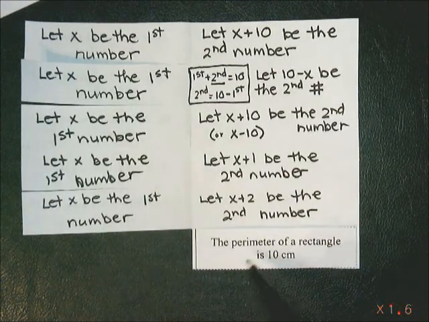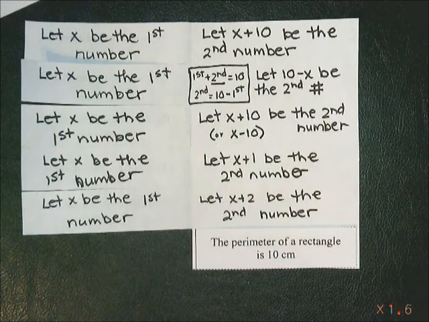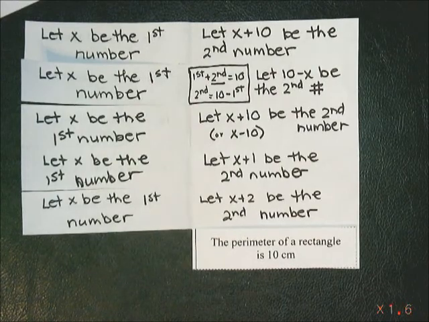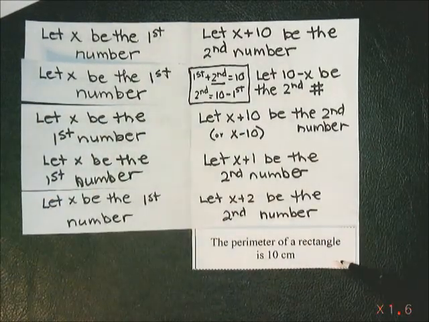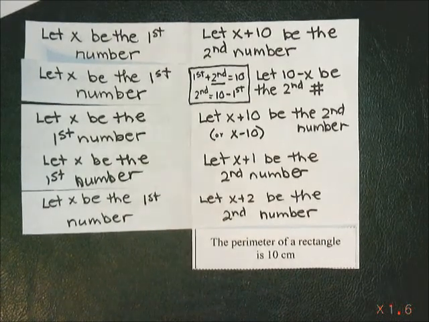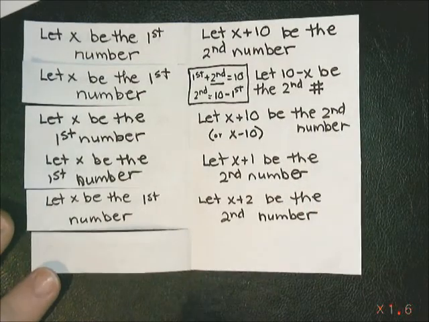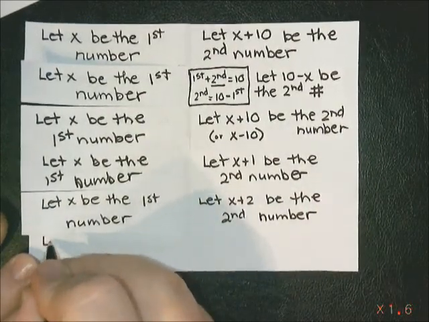It says the perimeter of a rectangle is 10 centimeters. So perimeter is the distance around the outside. And when we're talking about the perimeter of a rectangle, it is length plus width plus length plus width, or 2 lengths plus 2 widths. So when I'm doing my let statements here, I'm going to do 1 for the length and 1 for the width. And we're going to choose one of them. It doesn't matter, your choice. We're going to let that be x. So I think I'm going to let x be the length today.